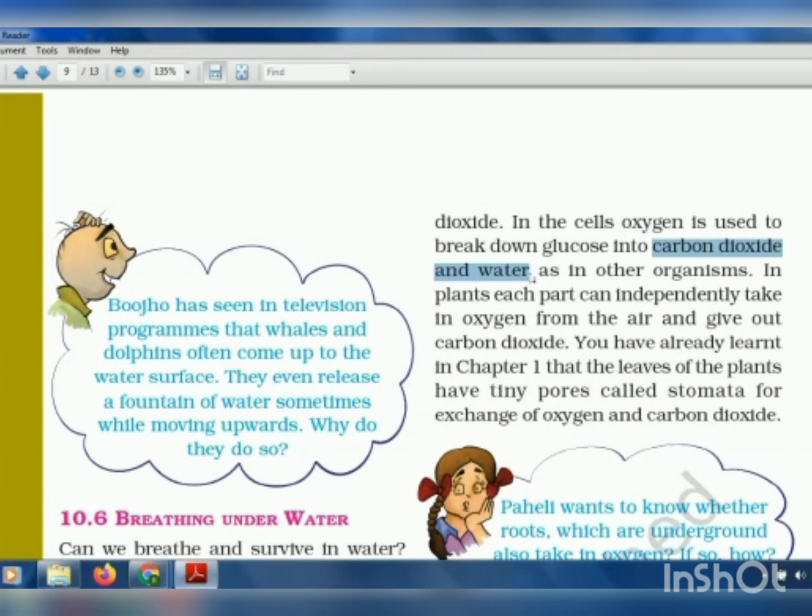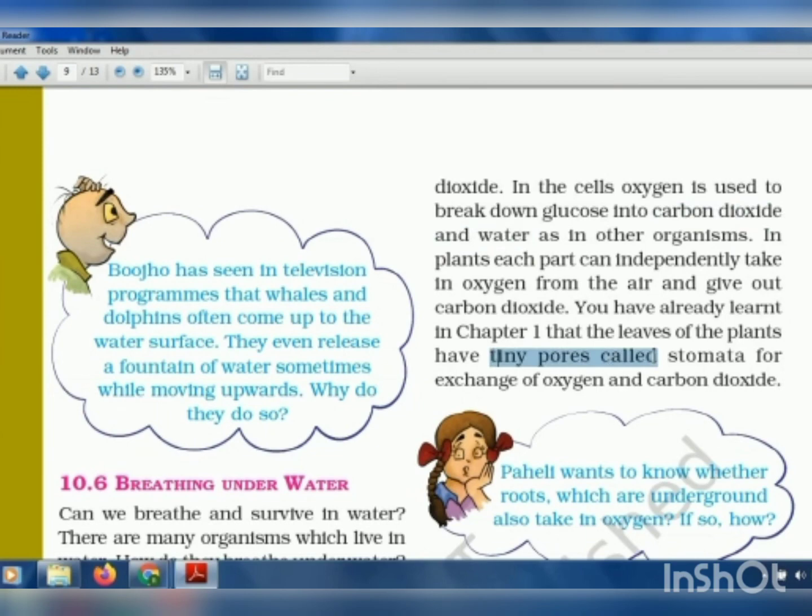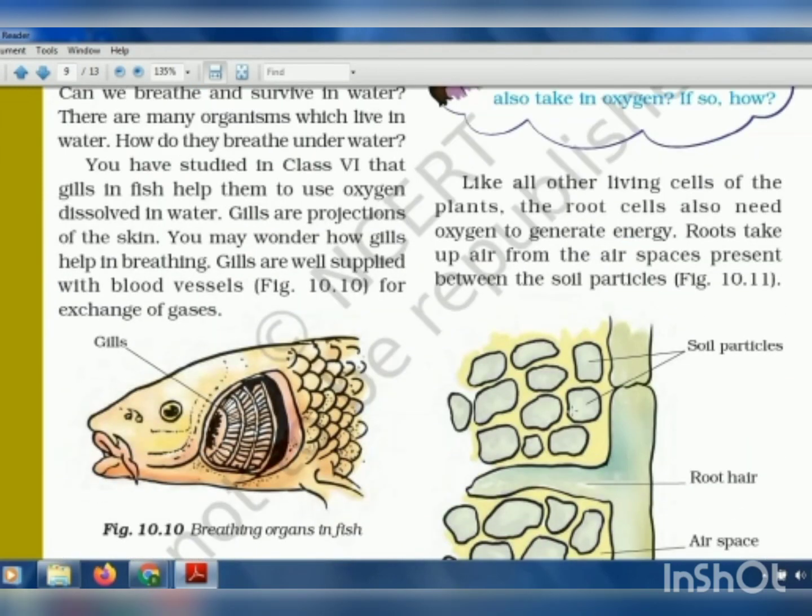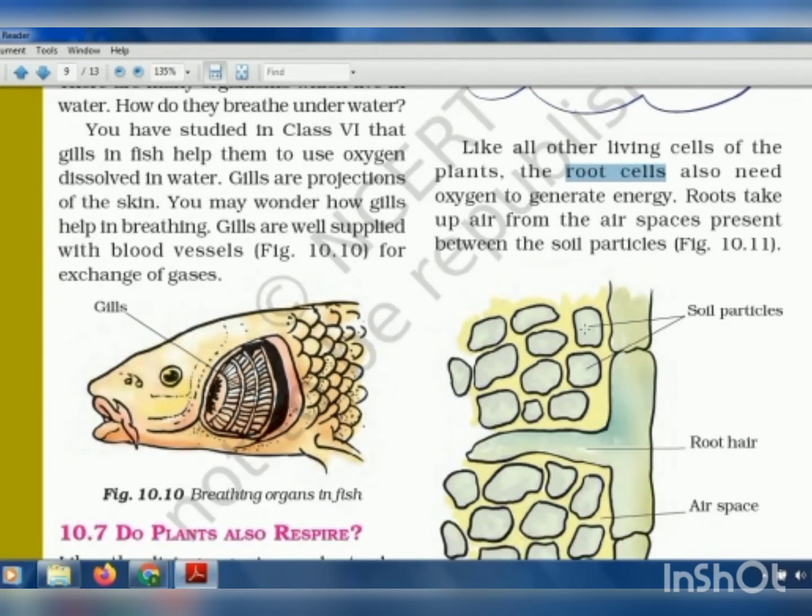So how it happens in our body, the same way it happens in the other parts of a plant. In plants, each part of the plant does the respiration process independently. The leaves do it through the tiny pores called stomata. Similarly, the roots. How do the roots respire? We know that there is a gap between the soil particles. So what does that gap contain? It contains air, and the root uses that air to respire or breathe.